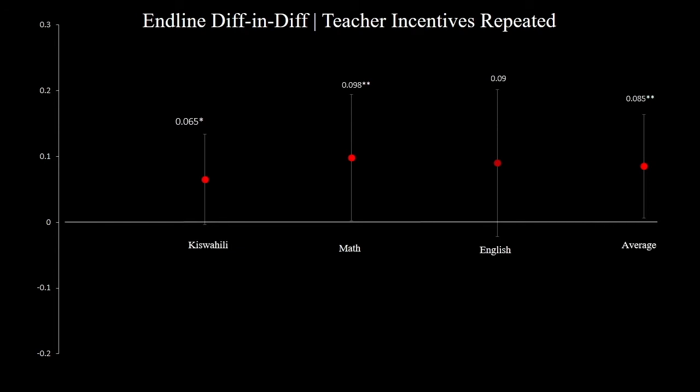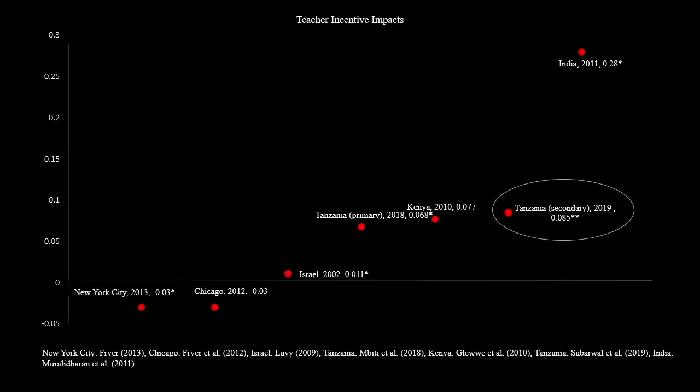And by and large, these improvements compare favorably with what we've seen in other studies, including the study in Tanzania primary schools. So this is in secondary, that was in primary schools. So medium stakes seem to be okay. They seem to be working just as well as a lot of the other studies.